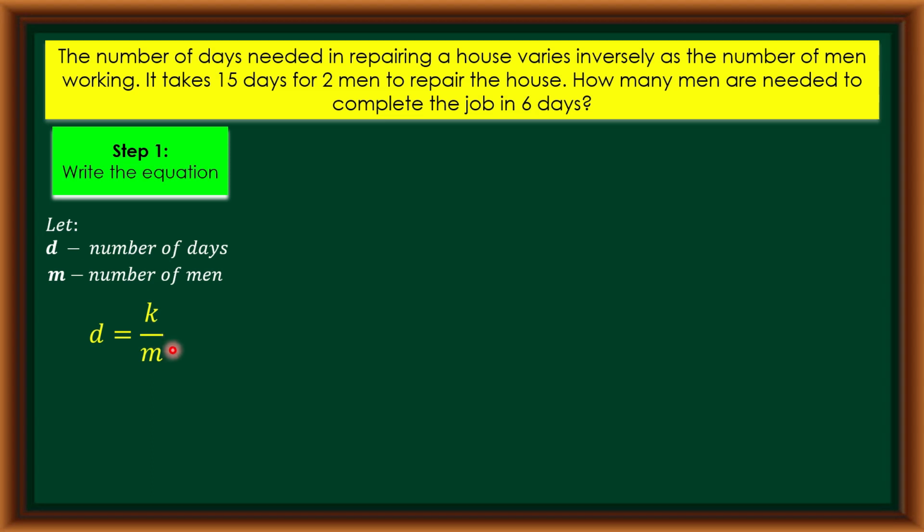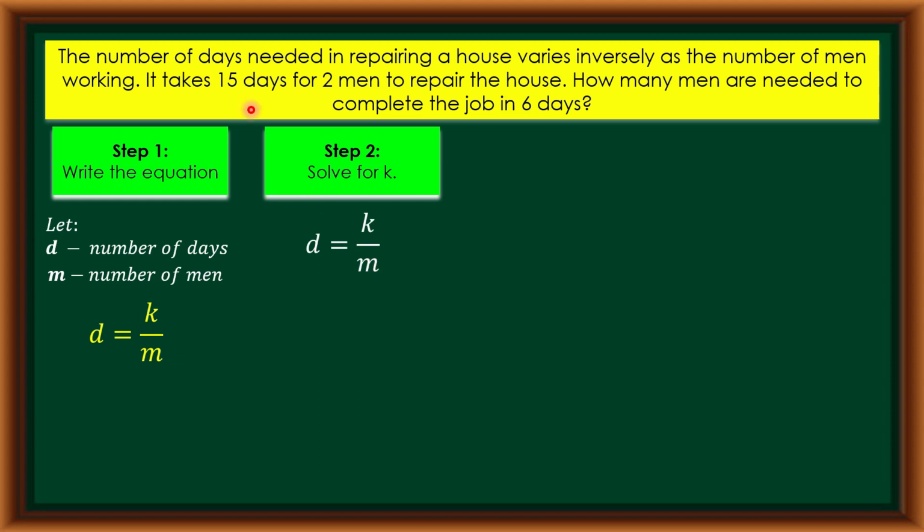So let us use this equation to get the value of k. So using D is equal to k over M, let us substitute the number of days here, which is 15, and the number of men working to repair the house, which is 2. So therefore, we have 15 is equal to k over 2. Then, to isolate k, or to eliminate the denominator here, we need to multiply both sides by 2. Therefore, we have 2 times 15 is equal to k. And 2 times 15 is equal to 30, which is the value of our k.